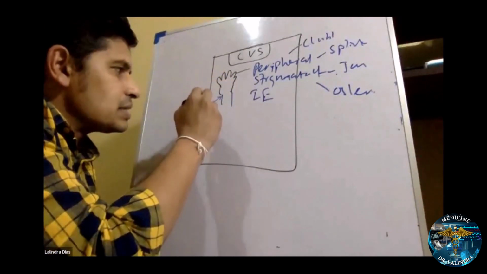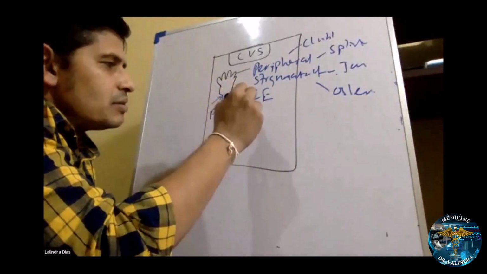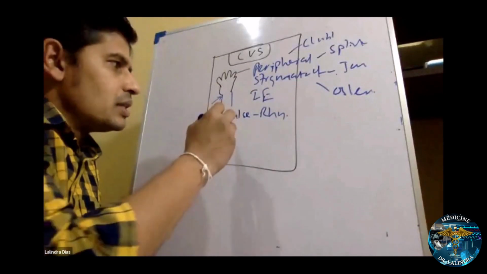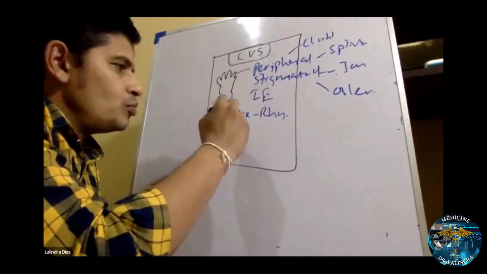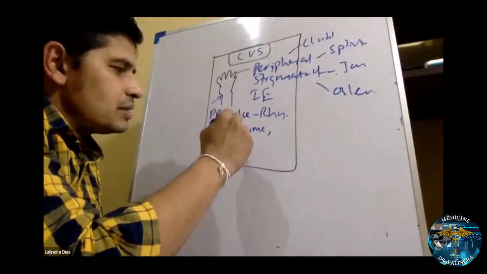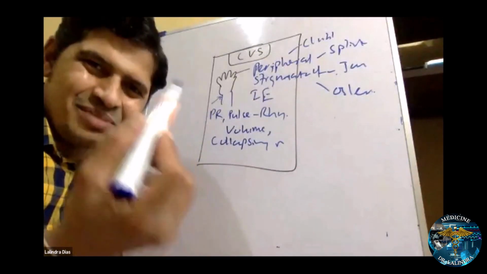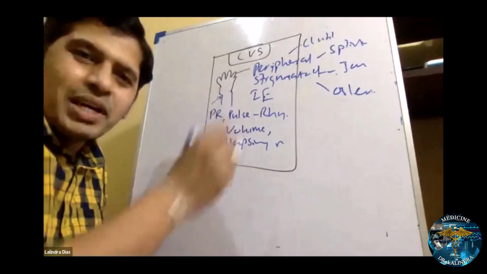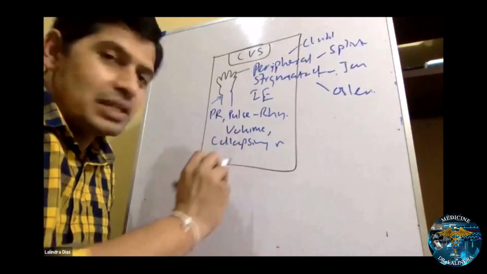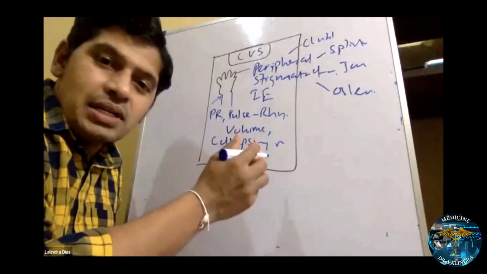pulse. So pulse rate, pulse rhythm. You put shortened forms, rhythm. Then volume. Then collapsing pulse. I don't have space, guys, because of these big letters. But when you make a card, you have enough. You can ask from your seniors how they did it. Then, so this hand, then radial-radial delay.